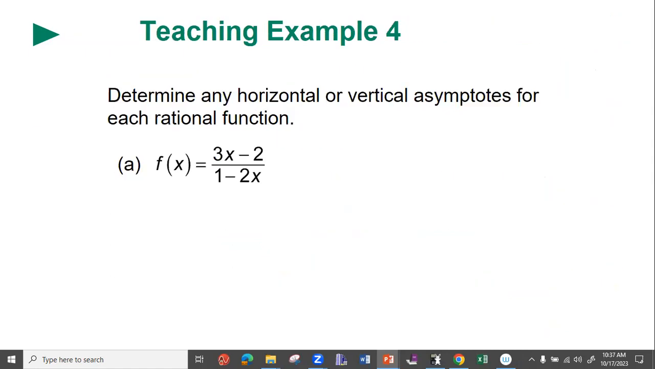Okay, so let's put it all together. We're going to identify all possible asymptotes, okay? So first, we're going to start off with, is this a horizontal or a slant situation? So the degree of my numerator is 1. The degree of my denominator is also 1. So my degrees are equal. And what does that mean in terms of slant or horizontal? It is a horizontal asymptote. So we have a horizontal.